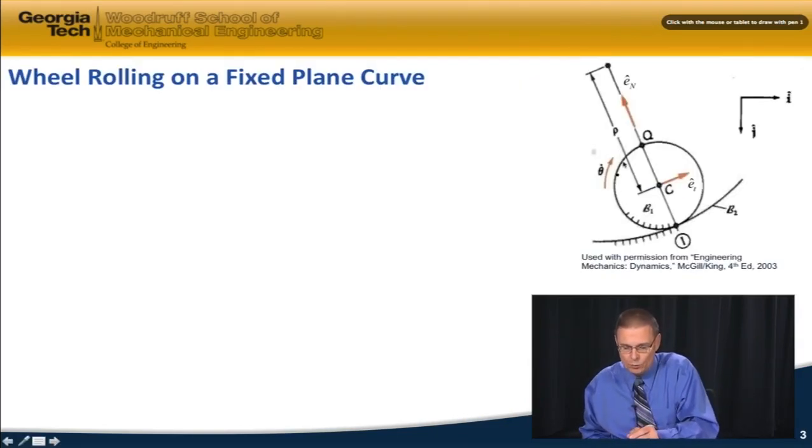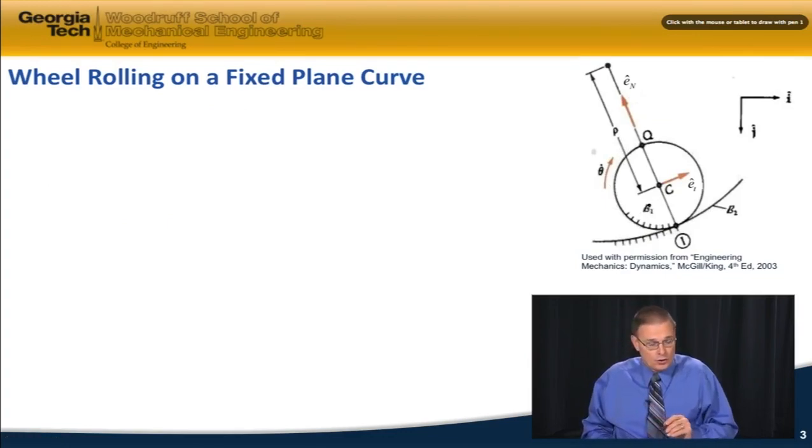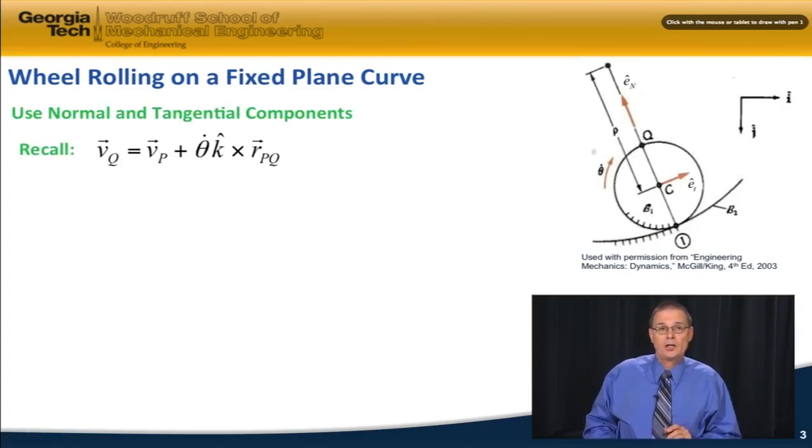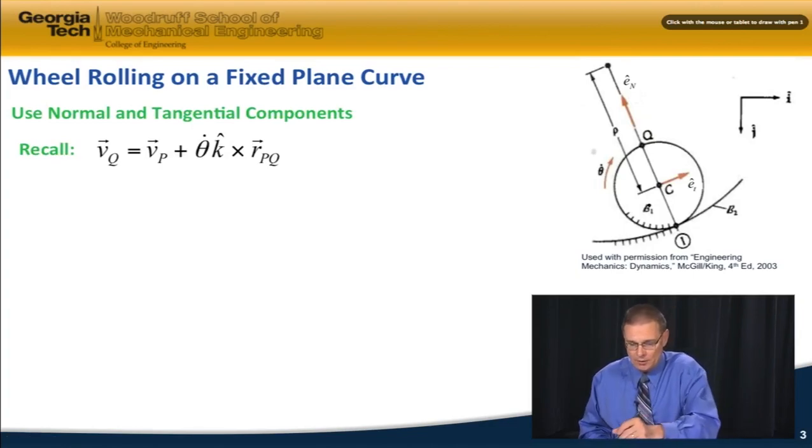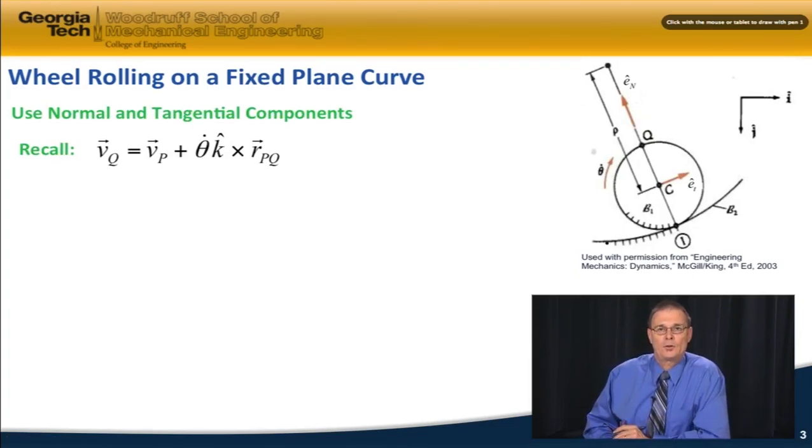We've got our wheel rolling to the right with an angular velocity of theta dot. The radius of the wheel is again little r. And so we're going to actually use normal and tangential components, or coordinates, for this particular system. The reason I do that is because the wheel is rolling along a curved path, and so it'll be more convenient to use those coordinates.